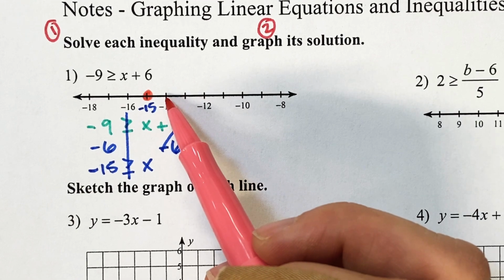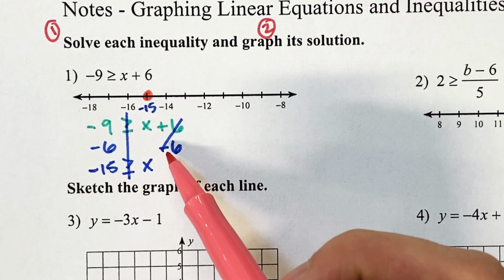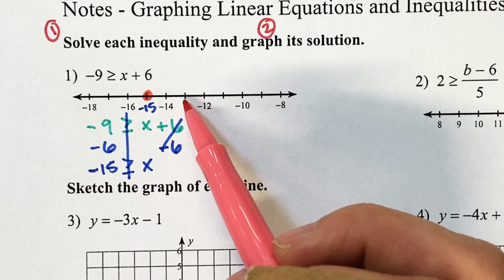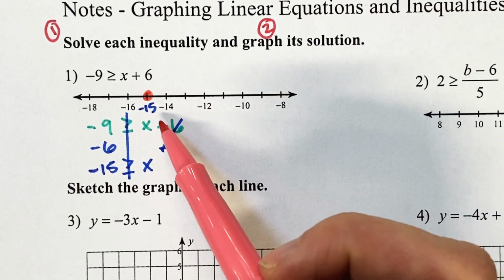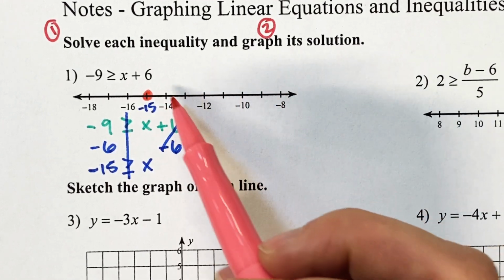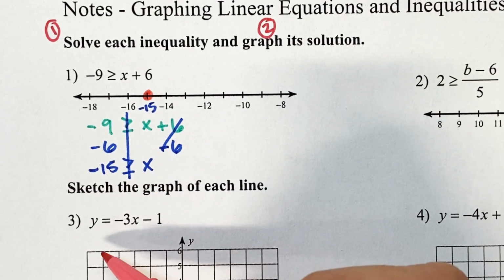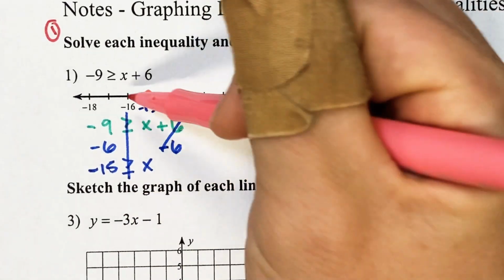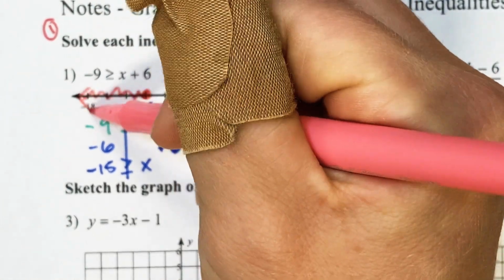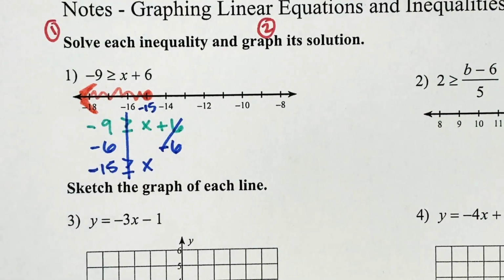Is -14 less than -15? -13, -12? No, these guys are greater than. If it were greater than, that sign would be opening up to the x. Because it's less than, we know that we need to shade to the numbers that are less than -15.